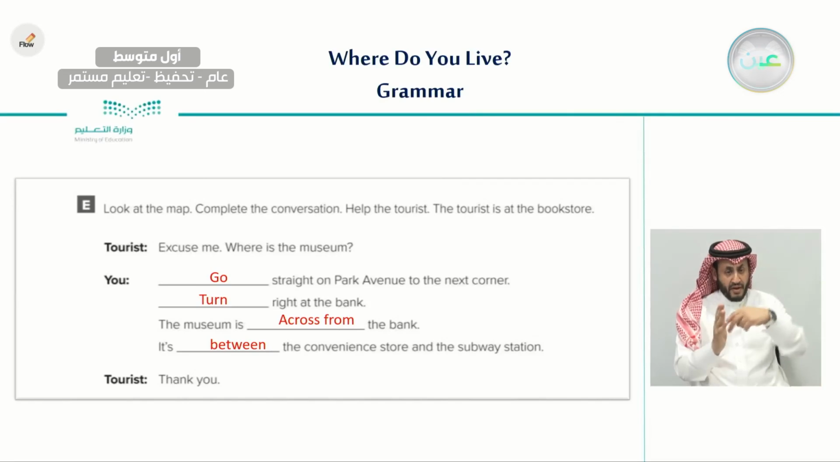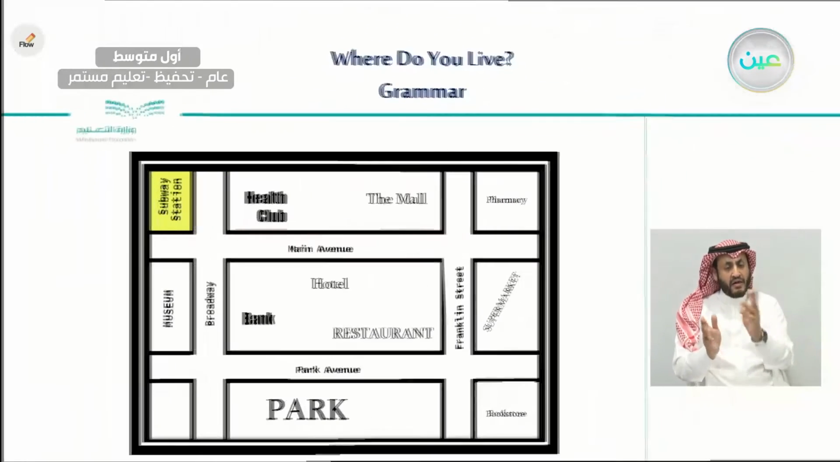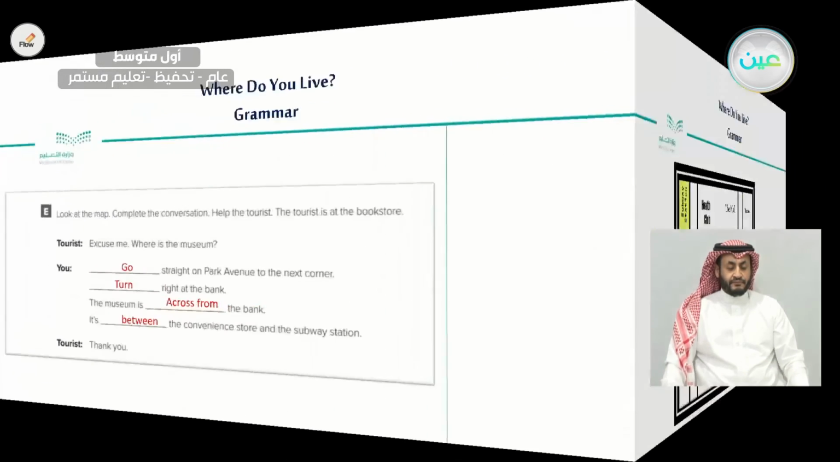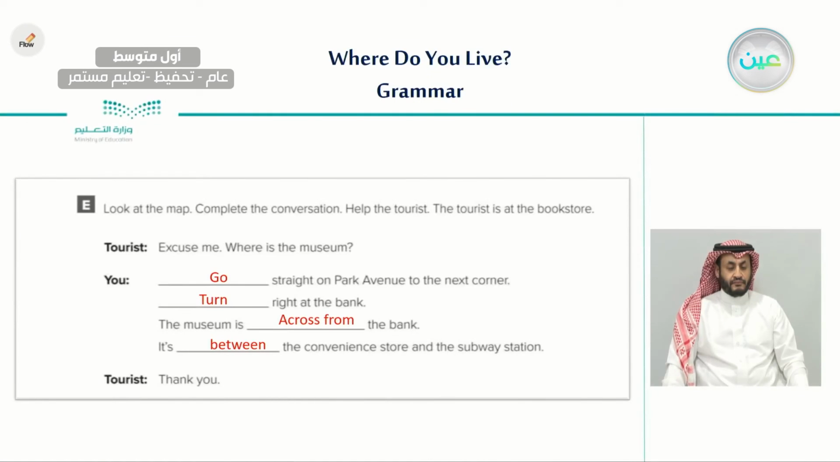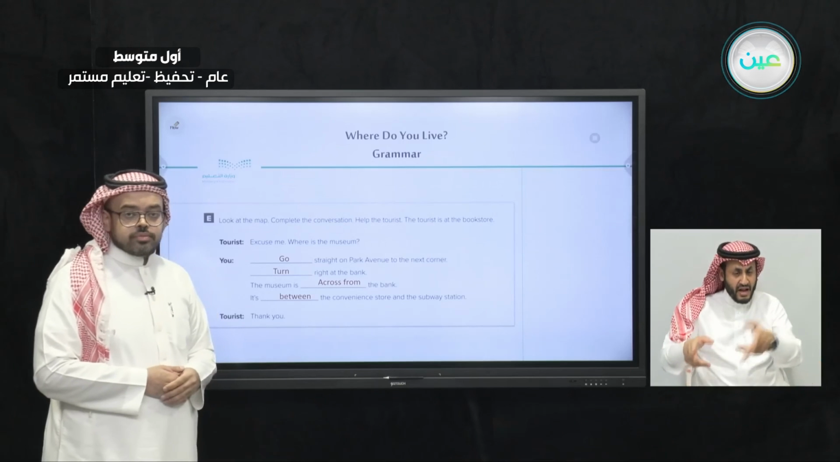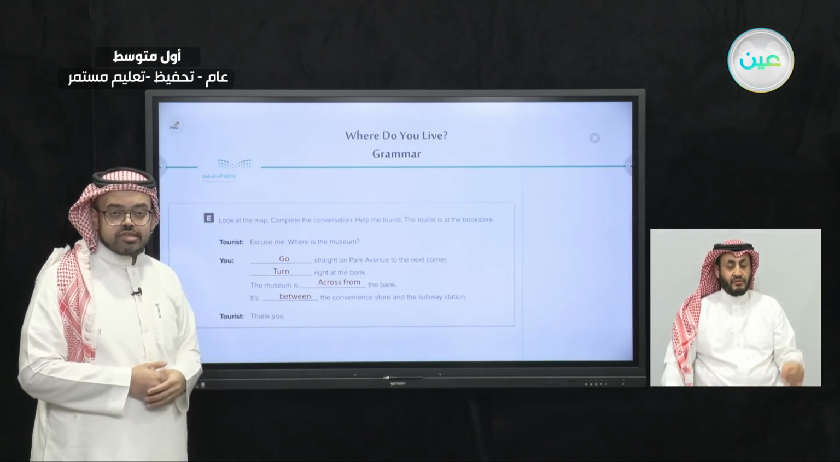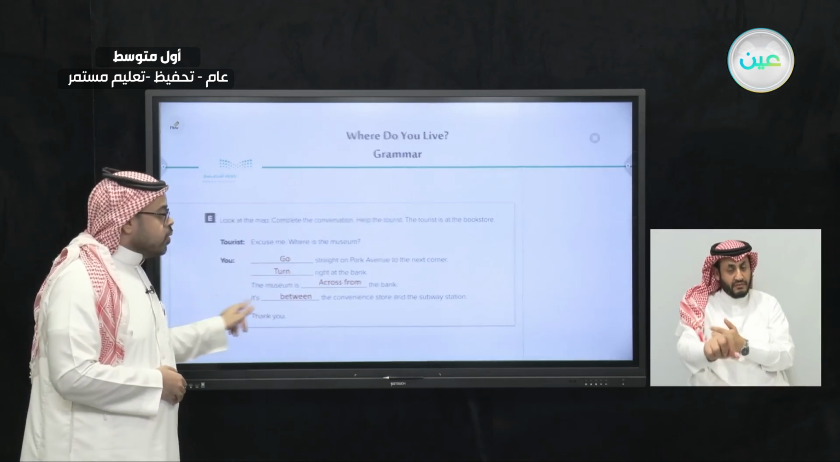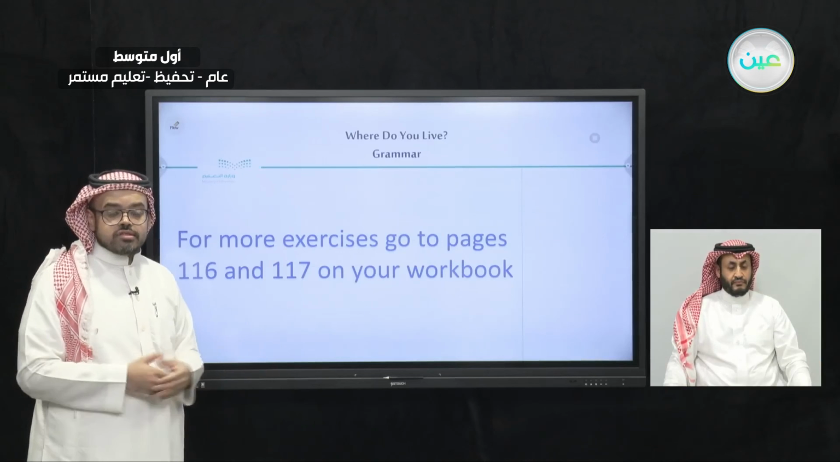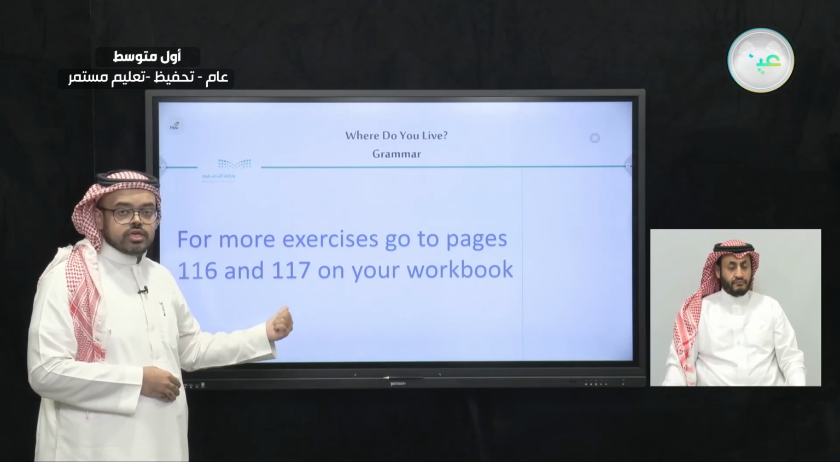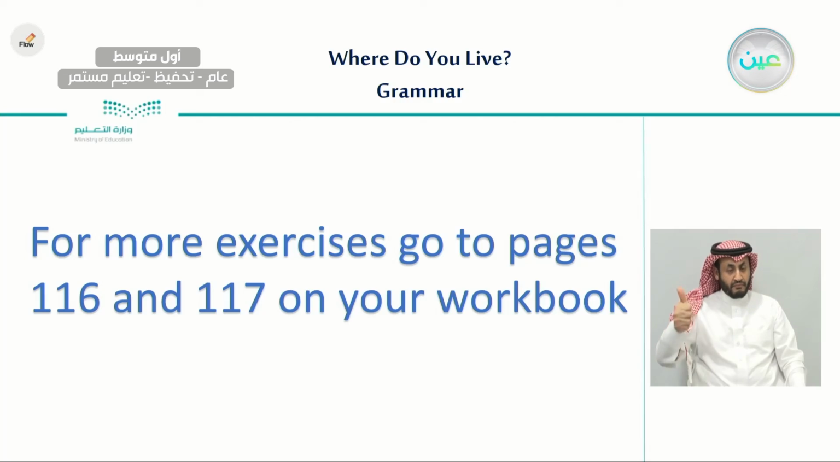Okay? Now let's continue. Then the museum will be across from the bank. The museum will be, as we can see here, across from the bank, and it is between the convenience store and the subway station. So now we have helped the tourist to reach his destination. If you want to have more exercises like this, turn to pages 116 and 117 and you will see similar exercises to this one.